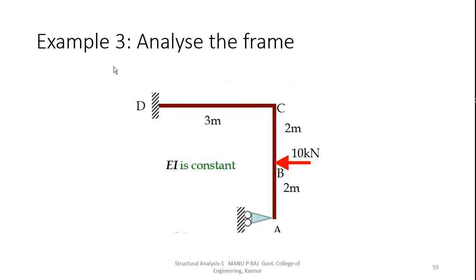Now coming to this frame problem, analyze the frame using the method of consistent deformation. This is a frame ABCD. Applied load is 10 kilonewton towards the left at the point B. Flexural rigidity EI is a constant.